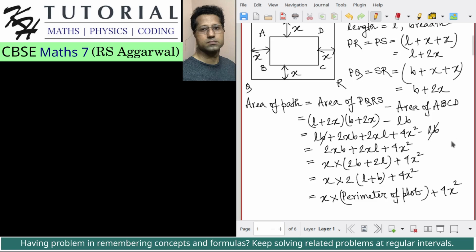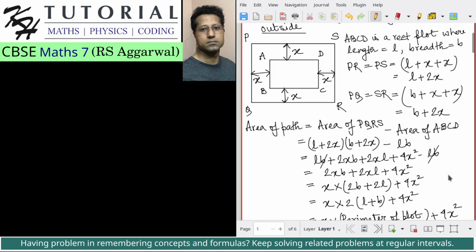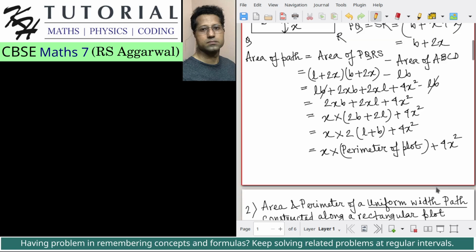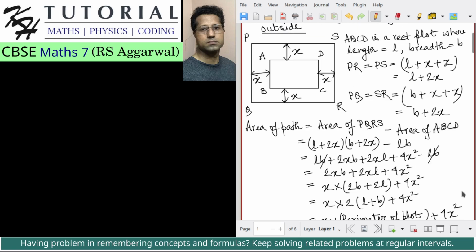Okay. So the fundamental concept was that the area of the path will be the area of the rectangle PQRS. Now, what is this rectangle PQRS? It is the rectangular region formed by the path along with the rectangular plot, minus the area of the rectangular plot. Okay. Now, what will be the perimeter of the path?